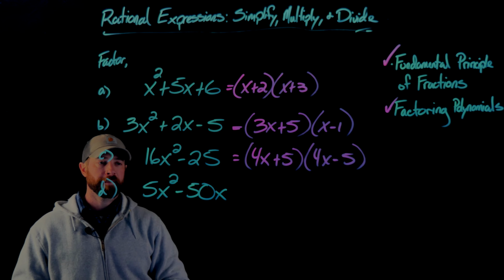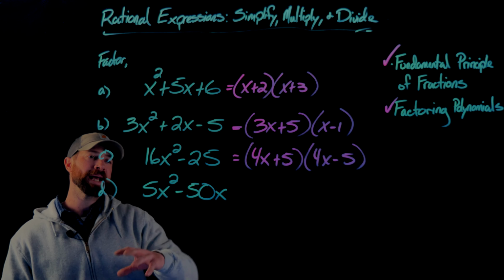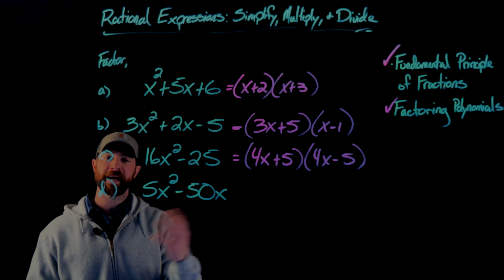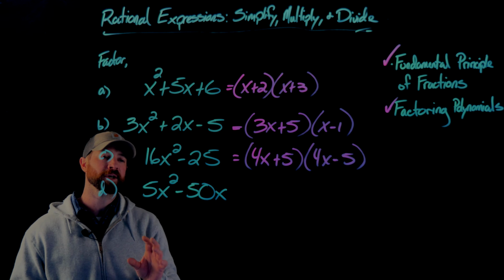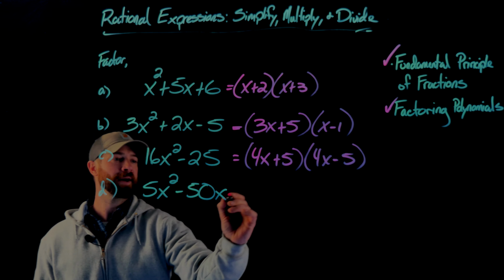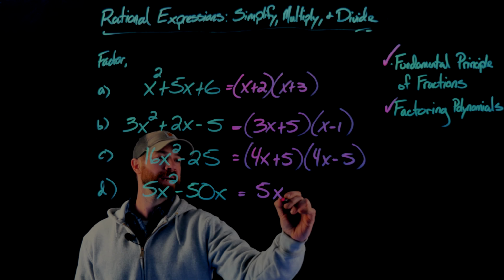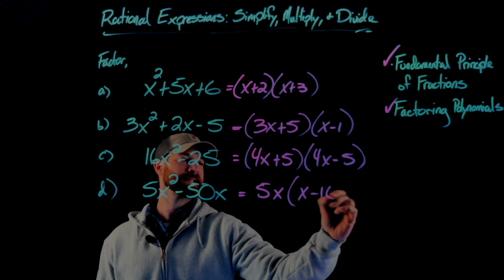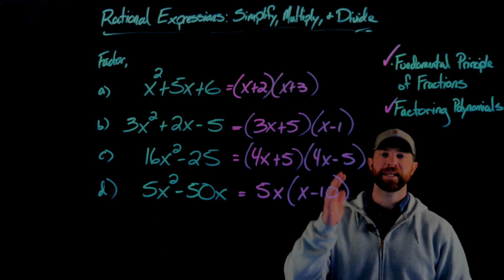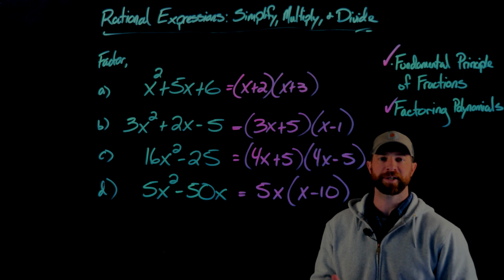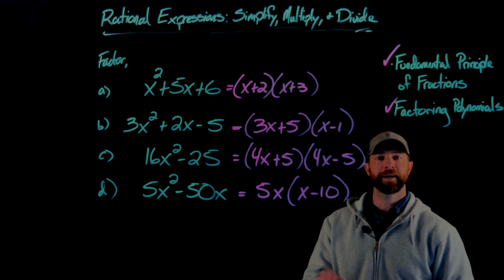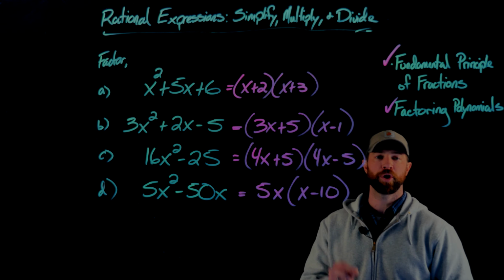Finally, in the fourth example, we can't use any one of those techniques to factor this if we tried, but what we can do is factor out the greatest common factor. In this case, the greatest common factor between these two terms would be 5x. So I can factor out a 5x out of both of these terms, leaving me with an x minus 10. So the rest of this video is entirely based on these two concepts. The fundamental principle of fractions, which says that you can cancel common factors between a numerator and a denominator, and the second is how to factor polynomials.